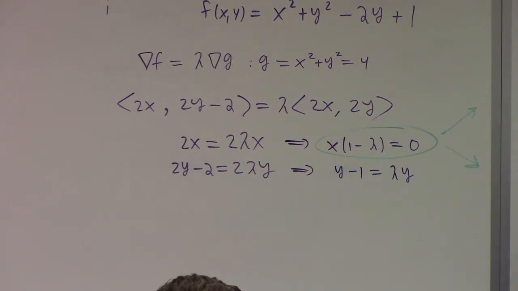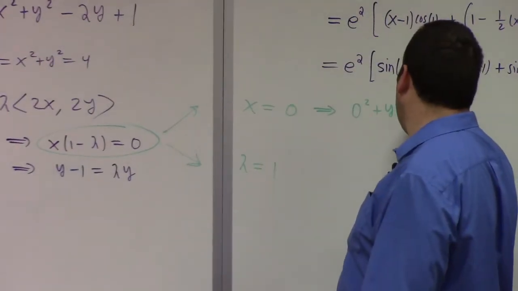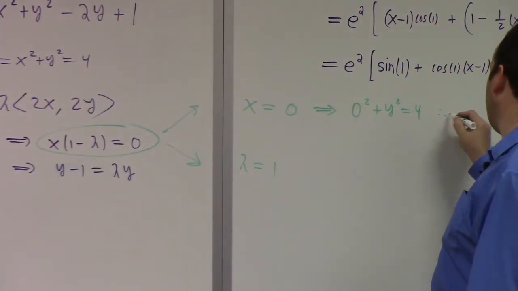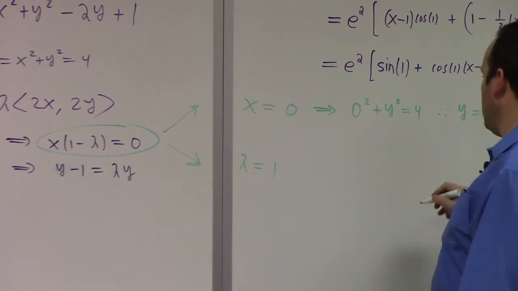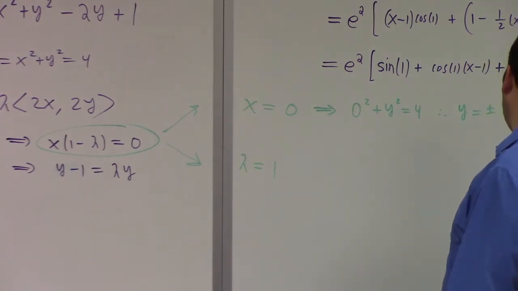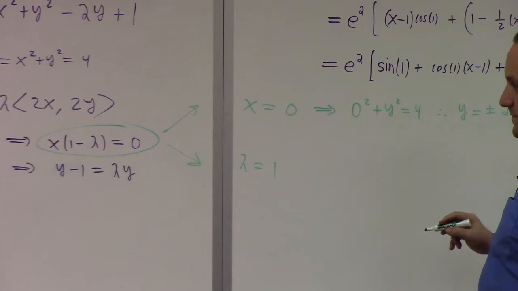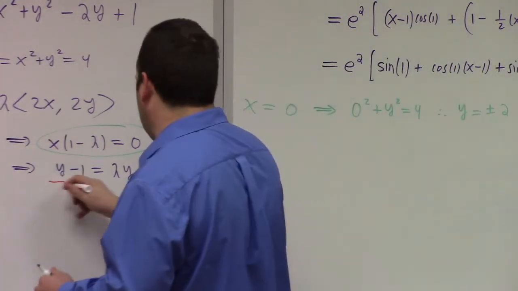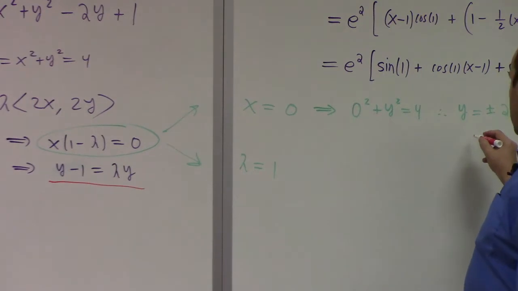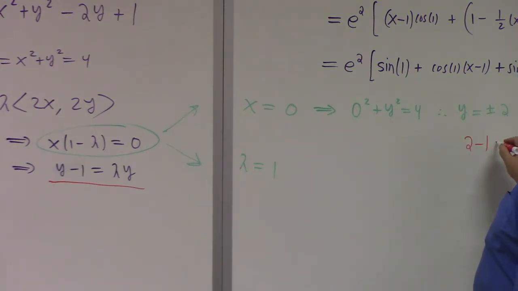Well, no, I'm not done yet. So x equals 0 tells me what about y? 0 squared plus y squared is supposed to be equal to 4, right? So therefore, y is equal to plus or minus 2. Therefore, y is equal to 2 is the one we're interested in. Now, if y is equal to 2, then you have to go back to the second equation. Does that still work? So I've got 2 minus 1 is equal to lambda times 2. Can we solve that?